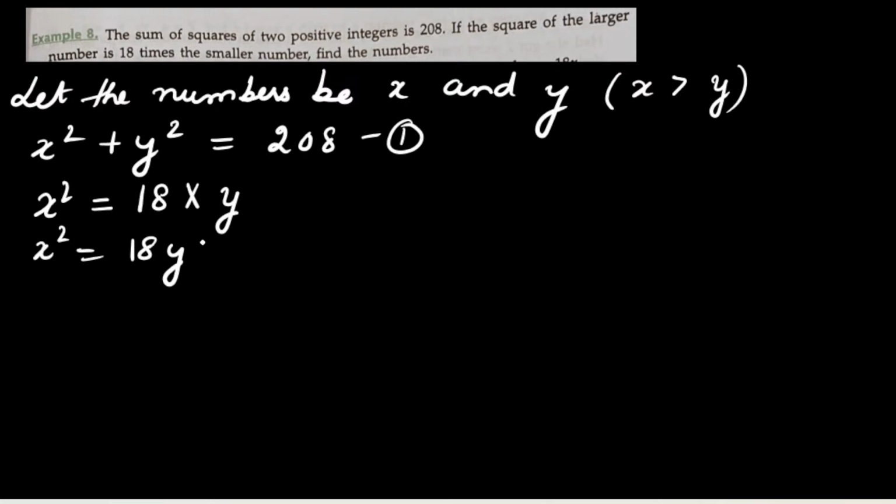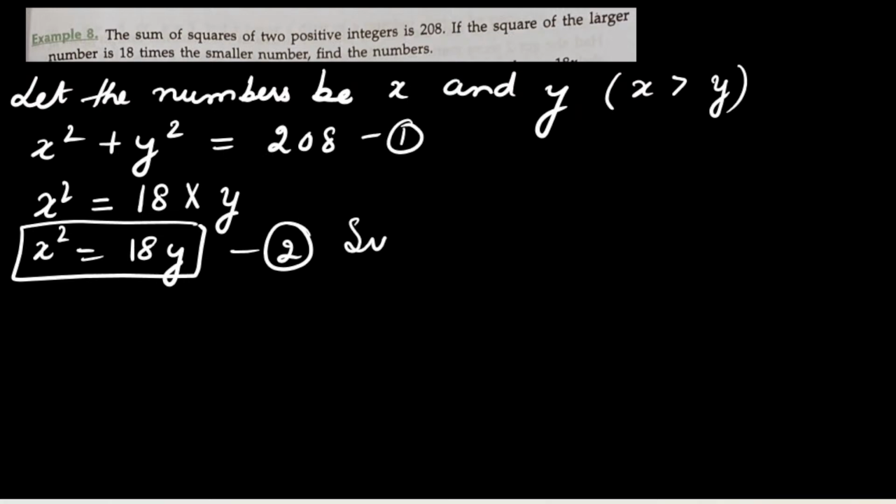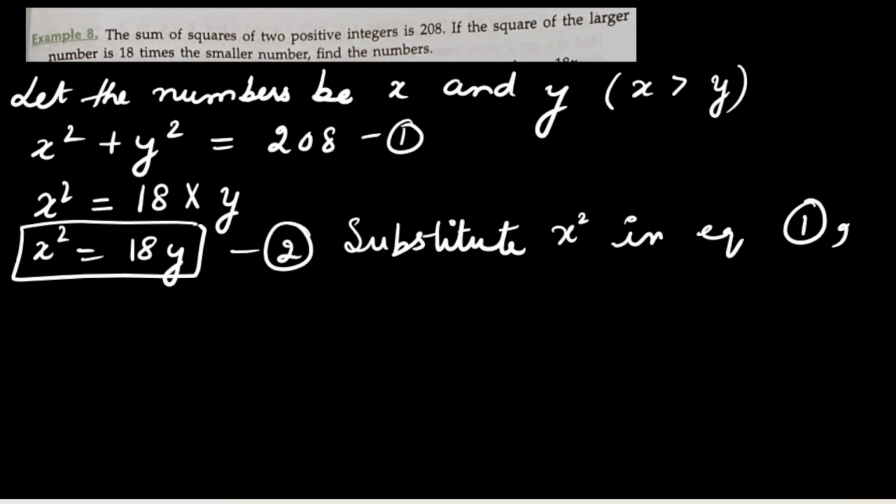Find the numbers. So x square's value we have got. I'm just marking it as equation number 2. In equation 1 I have x square. So what we can do is substitute this value of x square in equation 1, because in a quadratic equation we need one variable only. What is equation 1? X square plus y square is equal to 208. So at this place I'm going to write 18y plus y square.